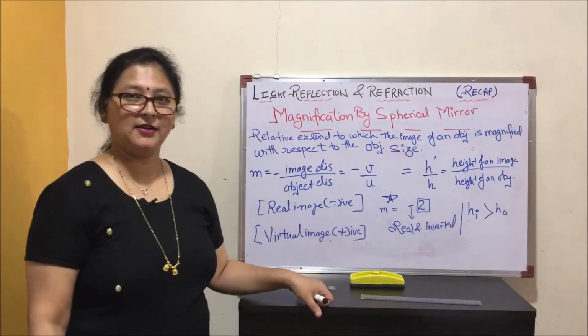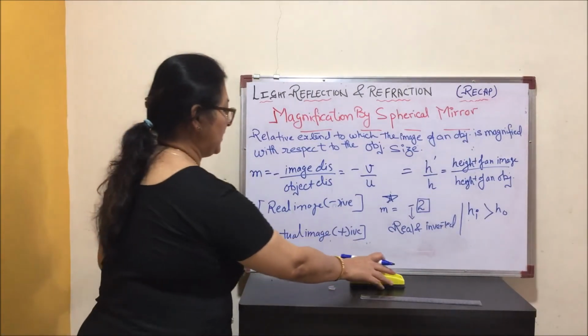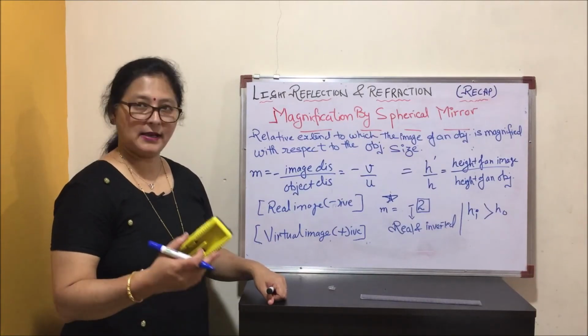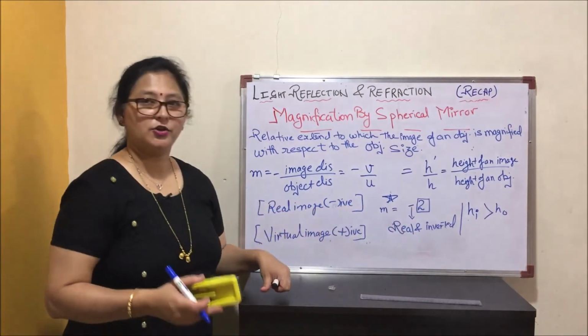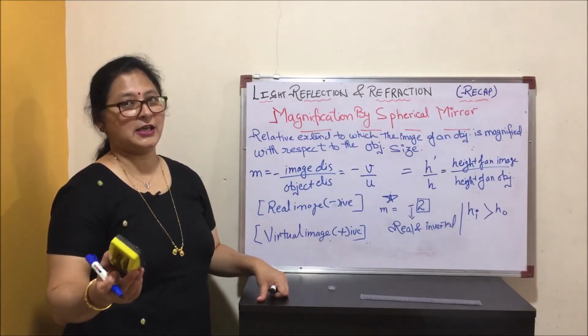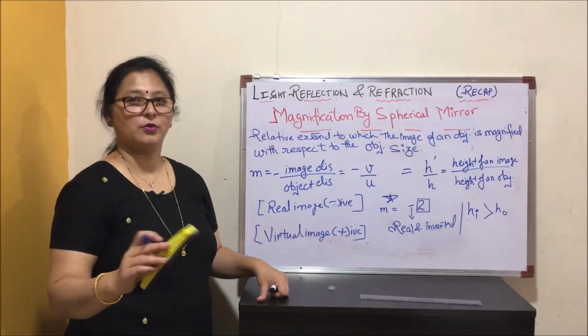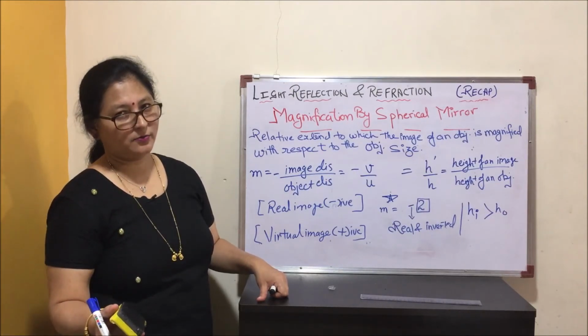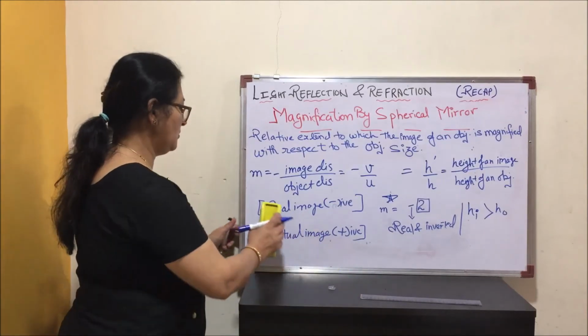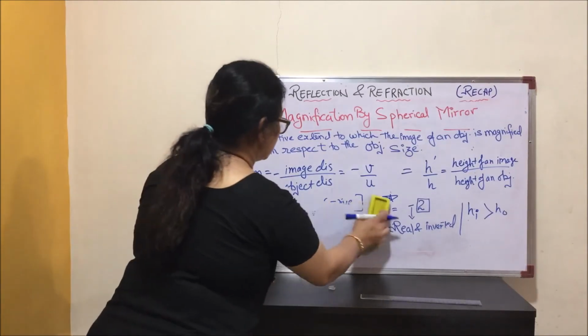From the negative sign, you come across the nature of an image, and from the number, you will come across whether the height of an image is the same as the height of an object, or it is more, or it is less than the height of an object. So let's do one more numerical based on this.